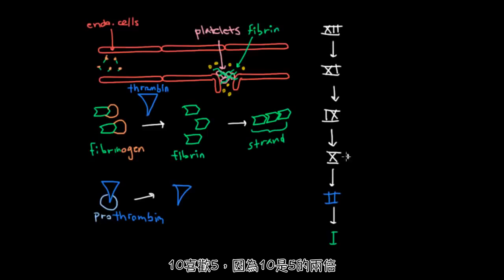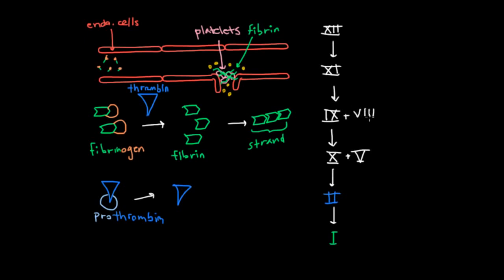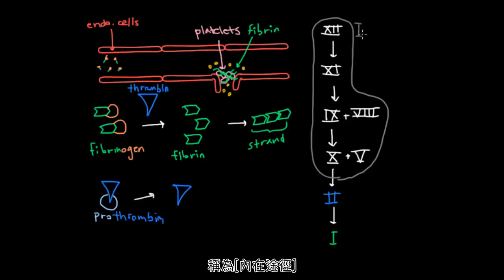10 likes 5 because they're both multiples of 5, so they work together. And 9 likes 8 because they're right next to each other, and so they work together. So this is the first part of our clotting cascade, and it turns out that we call this part here the intrinsic pathway. And we can talk about what that means later, but for now let's just give it its name.